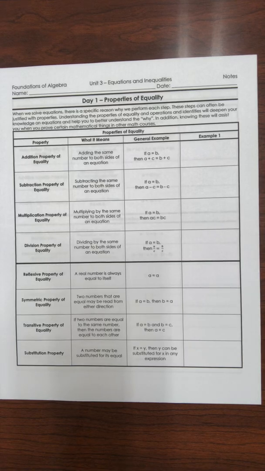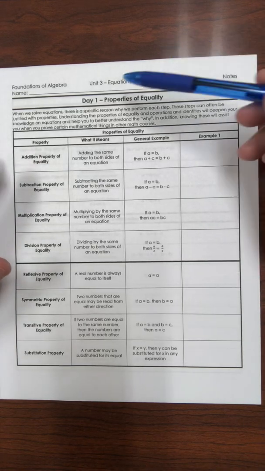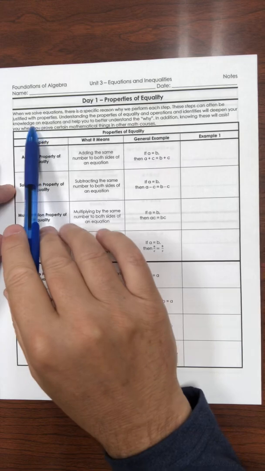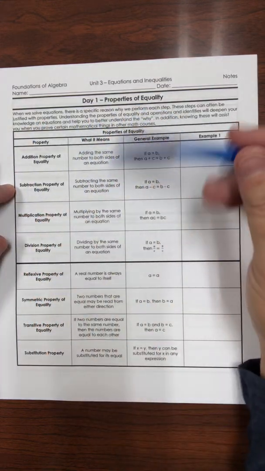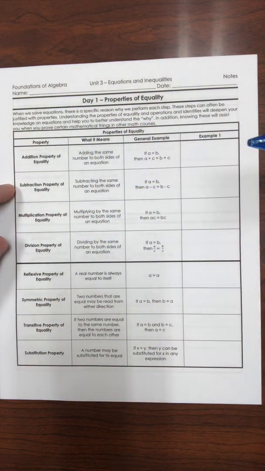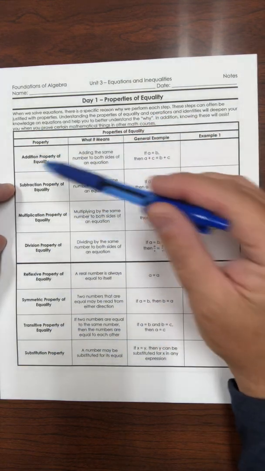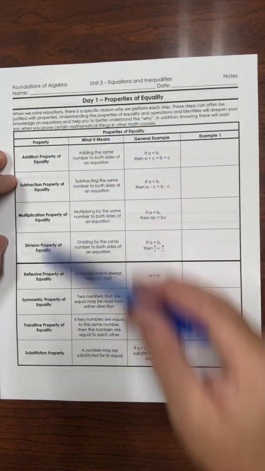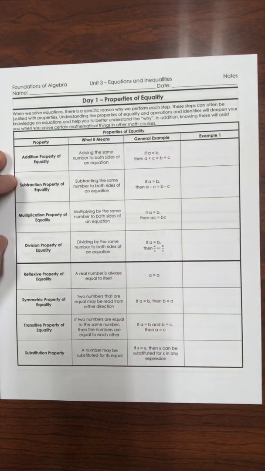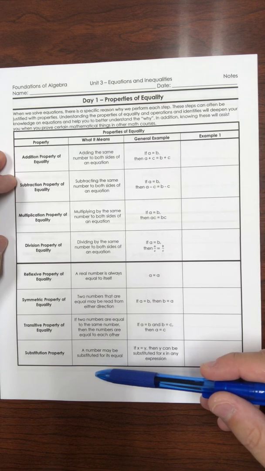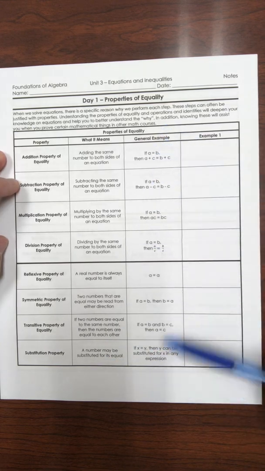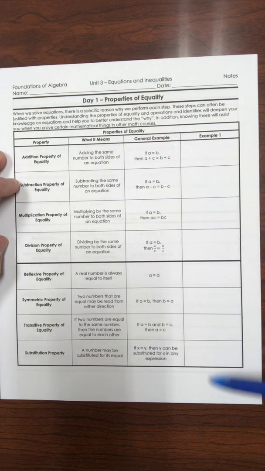Hey class, today's notes are going to talk about properties of equality. Basically what this is saying is when we solve equations, which we learned how to do really 2-3 years ago, there are proofs or reasons why we can do what we do. They've given those reasons names over here. It's going to tell us what they are or what they mean, give an example, and then we're going to do an example in this column with actual numbers.